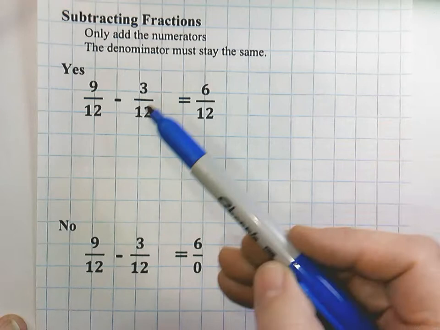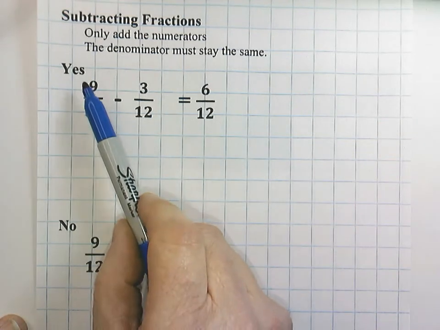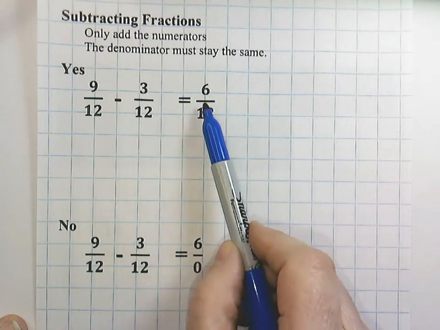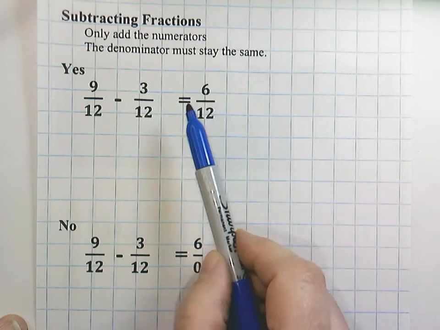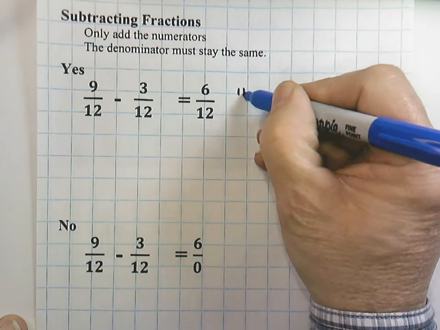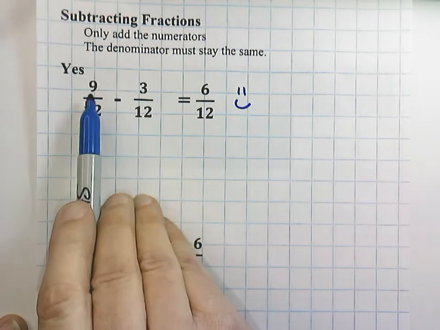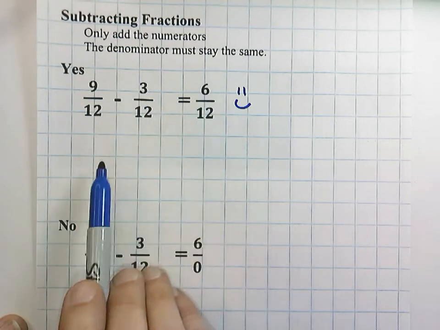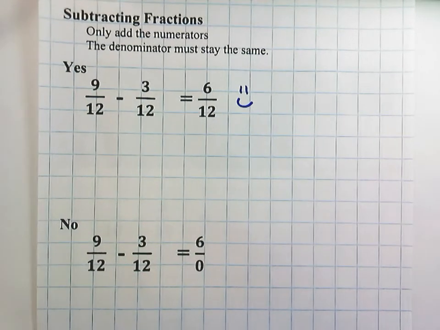We can show it with models also. For example, 9/12 minus 3/12 equals 6/12. So boom, boom, boom. So this is the right way to do it. And notice we only subtracted the top. 9 minus 3 equals 6. I can show that with models here.